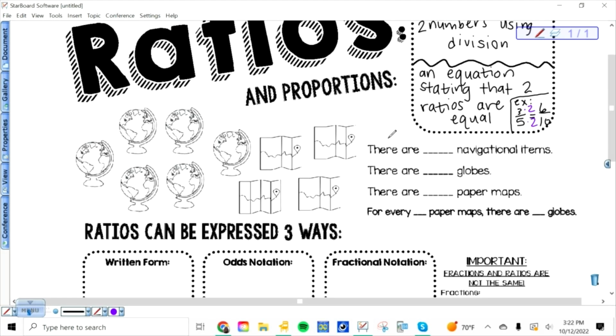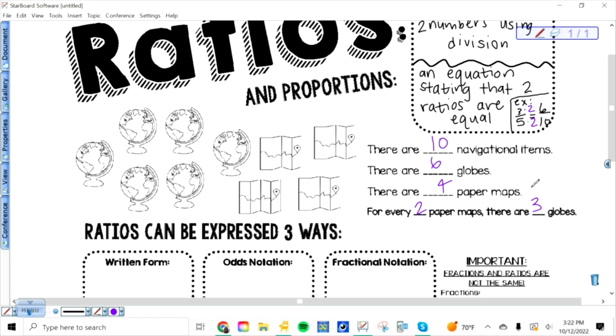So I have this little picture right here. We've got globes and I have maps. How many total navigational items do I have? How many globes and maps? So for every 2 maps, how many globes are there? How'd you figure that out? So if I divided 4 by 2, then I'll divide 6 by 2 to get 3.